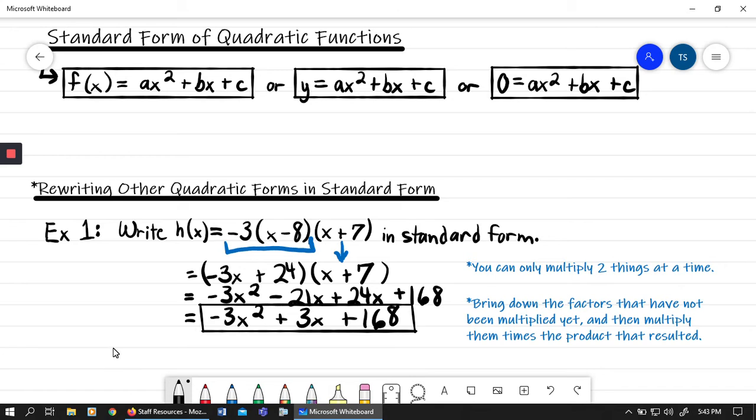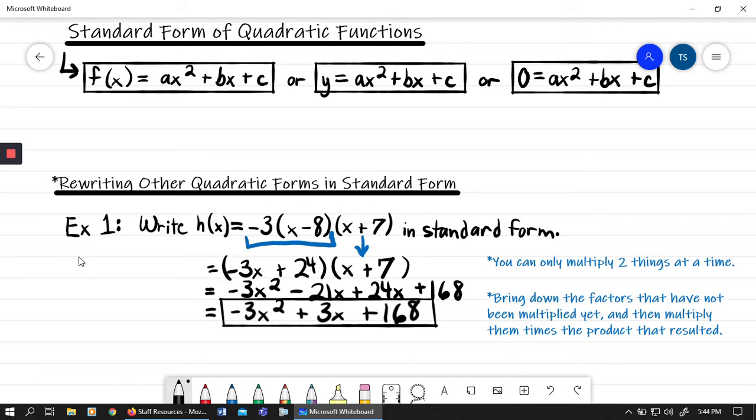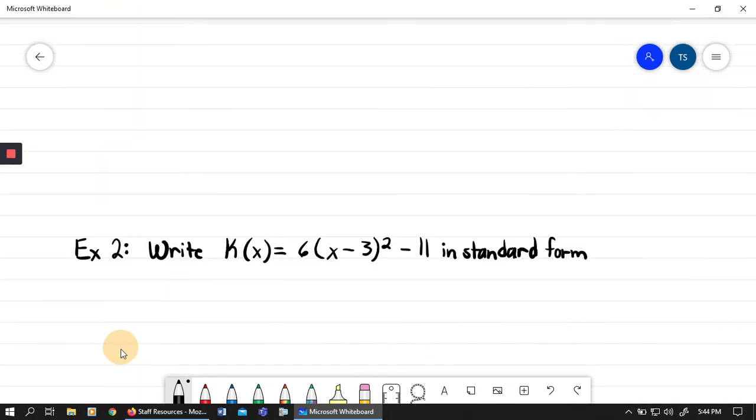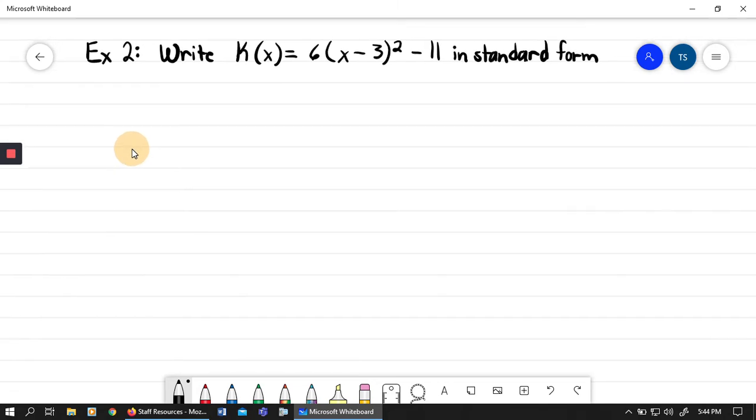Okay, so next we are going to look at another example of rewriting other quadratic forms in standard form. All right, so let's look here at this example. It says here, write k of x in standard form. So this one is a little bit similar to the first one, and yet it is not at all like the first one. This is a different form for quadratics.